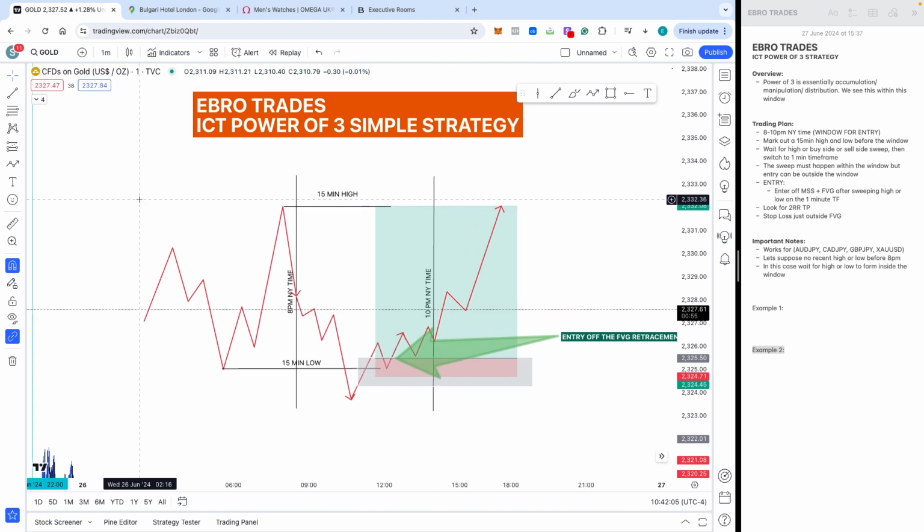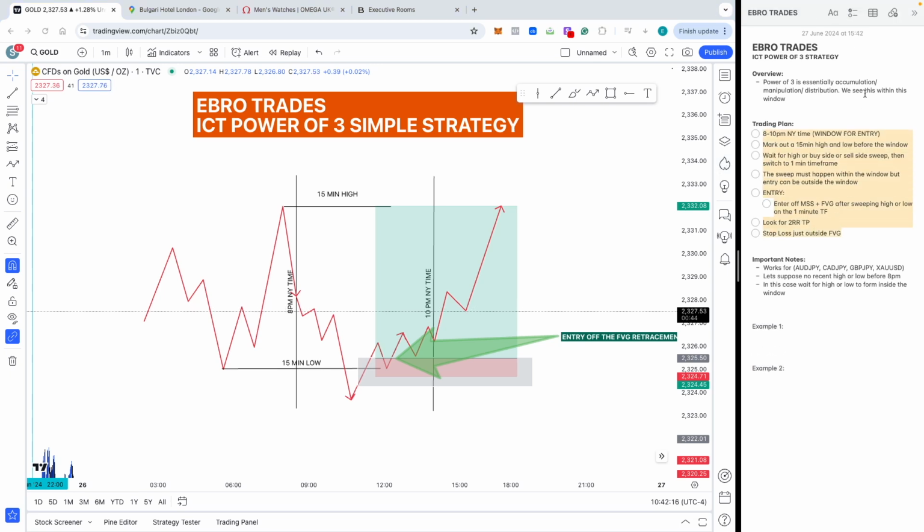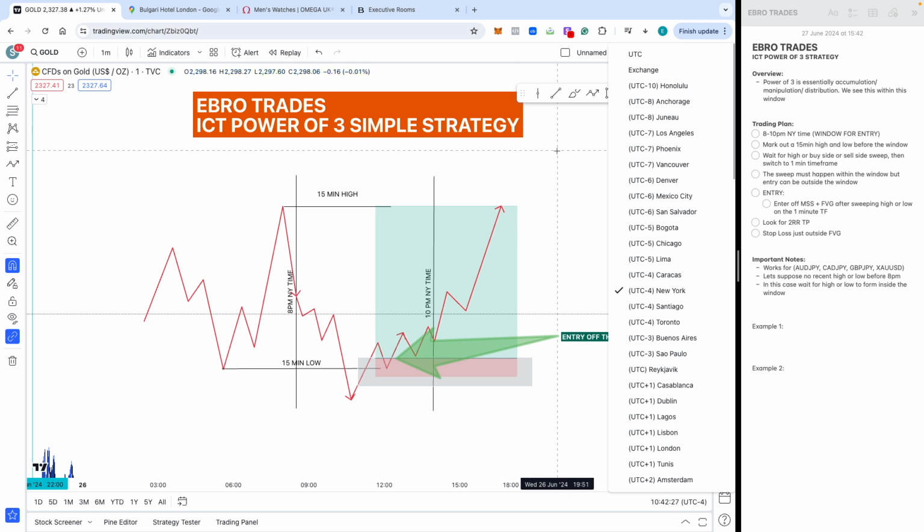Let's get straight into it. So, what does the ICT Power of Three Simple strategy look like? Well, essentially, we've got the trading plan over here. So we're trading this strategy from 8 to 10 p.m. New York time, which I think coincides with Asia Open. But 8 to 10 p.m. New York time, which is UTC -4 on TradingView.